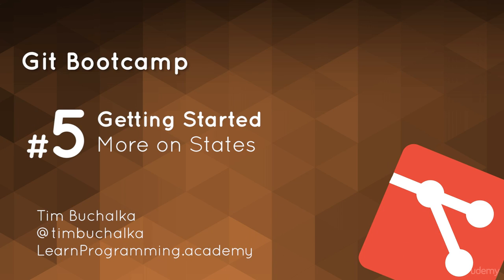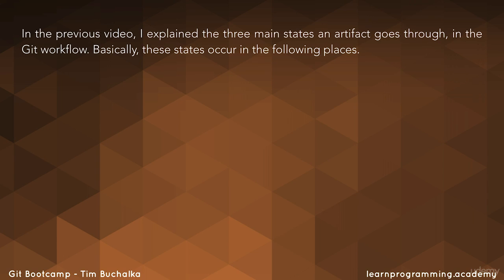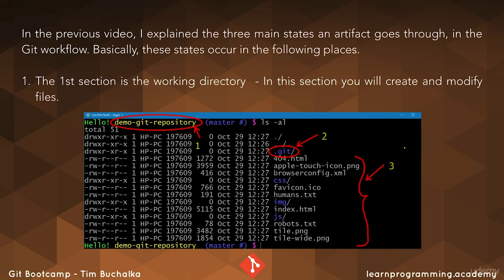In the previous video, I explained the three main states an artifact goes through in the Git workflow. So basically these three states occur in the following places. So the first section is the working directory. In this section you'll create and modify the files that ultimately you want to be adding to the repository.